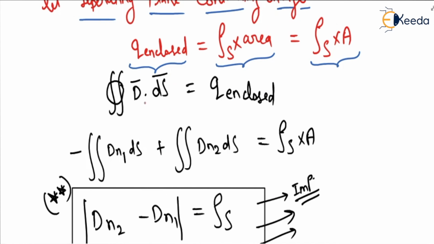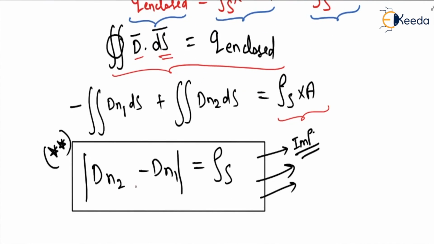So now we are using this condition, the surface integral of D vector dot dS vector is equal to charge enclosed. So minus Dn1 into dS plus Dn2 into dS is equal to rho s into A. So what we obtain is the result, mod of Dn2 minus Dn1 is equal to rho s. So this is also a very important thing. If rho s is given, then we will apply this boundary condition. If rho s is 0, then Dn1 is equal to Dn2.